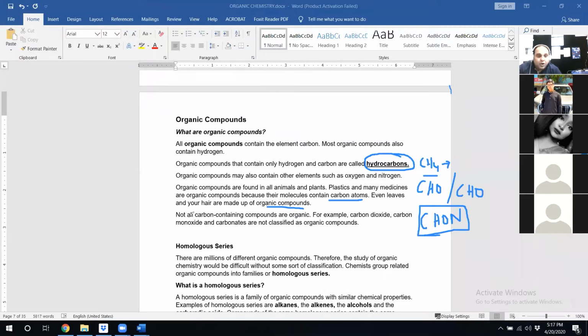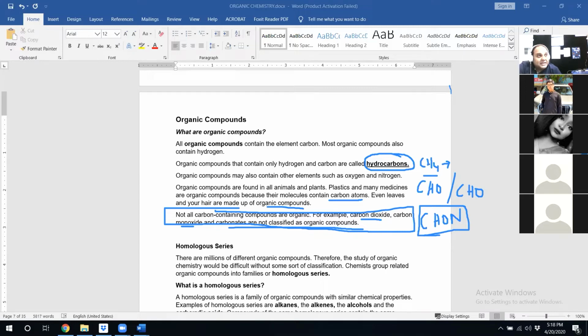Next, not all carbon containing compounds are organic. For example, carbon dioxide, carbon monoxide, and carbonates are not classified as organic compounds. So only compounds which are naturally found, and the major constituent of which is carbon, are classified as organic compounds.